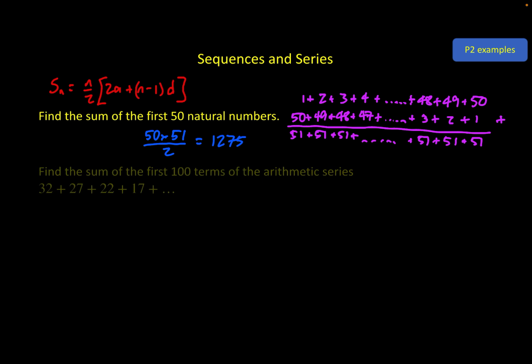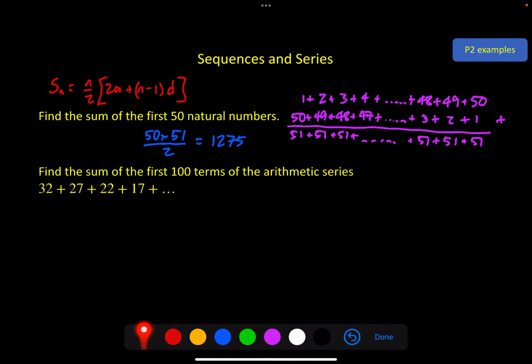So for the second example, I'm just going to use the formula. So let's bring it all in. We've got the first term of our series is 32. The common difference, it's going down, so it's a minus 5. Careful with that minus. And the question is find the sum of the first 100 terms. So n, we're going to have 100 terms. And then I just put it in the formula.